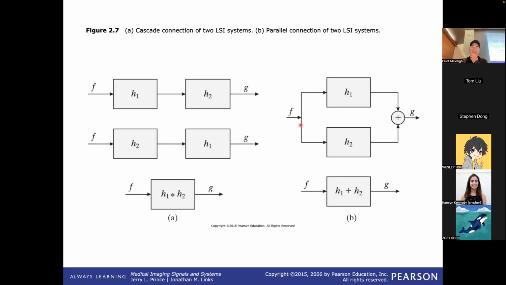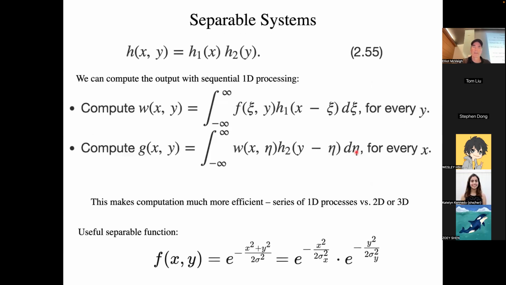If your system has part of the signal that goes into one thing and into another thing, and then those two things get added up to make the final output, you can just add these two things and apply it all at once. Okay, separable systems is another concept. If you have separable systems, you're in luck because you can simplify your analysis a lot.